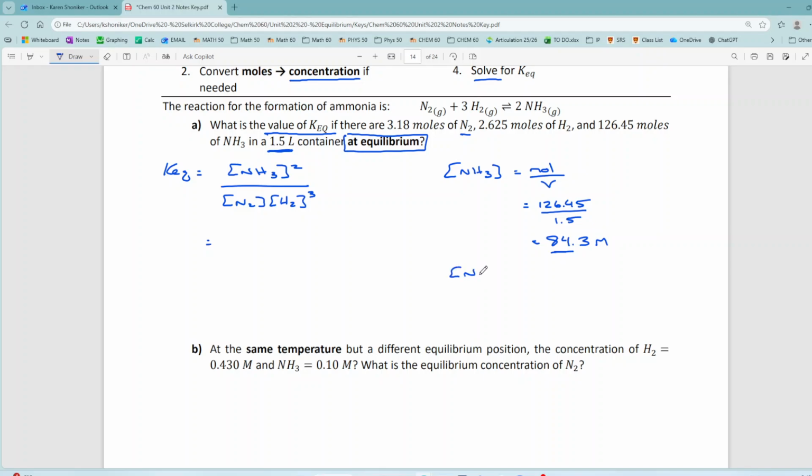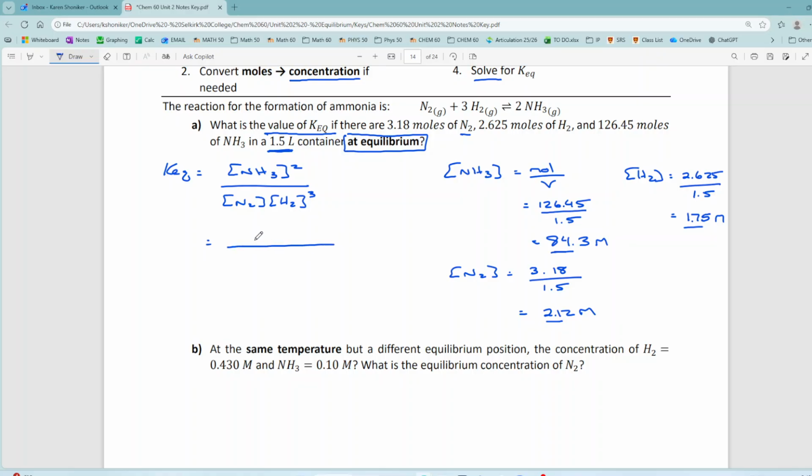Then we'll do the same thing with nitrogen. There are 3.18 moles in the 1.5 liter container, which gives me 2.12 moles per liter or molarity, and again that's going to be 2 sig figs. And then let's do the concentration of hydrogen. 2.625 divided by the 1.5 is 1.75 molar.